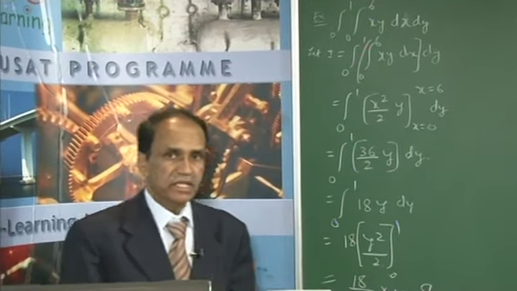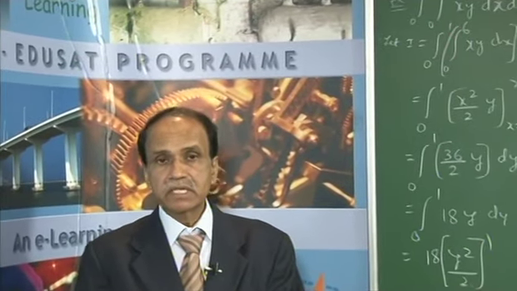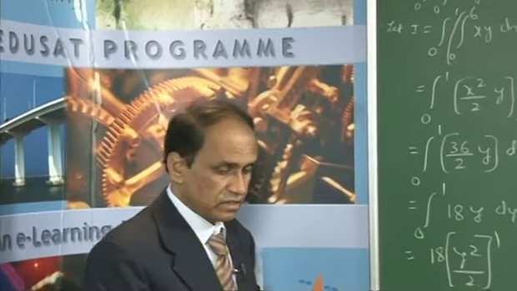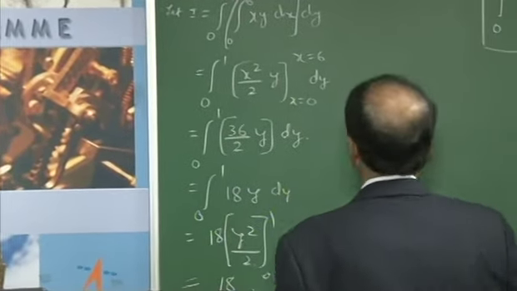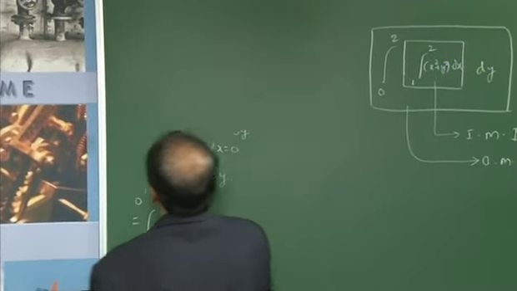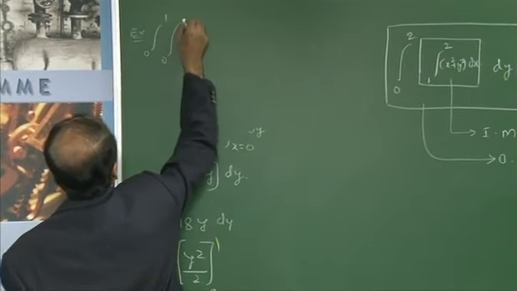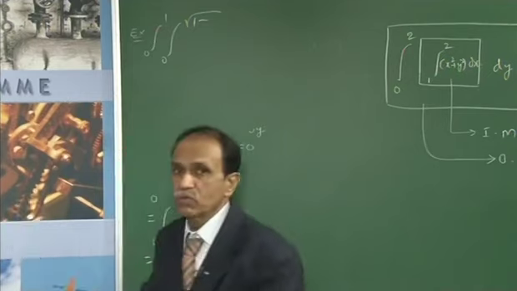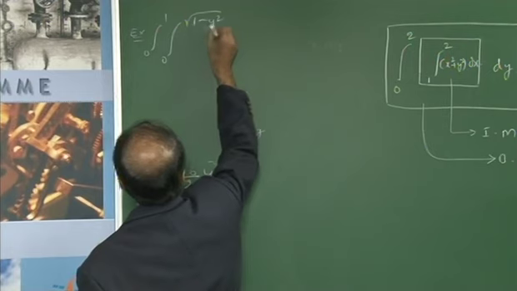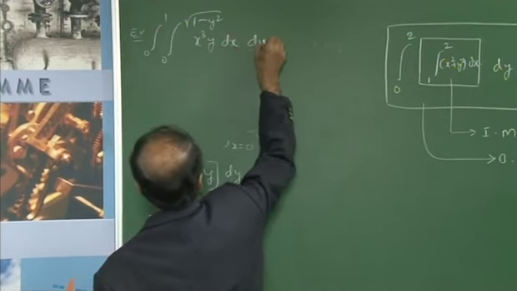Now, let me take another situation. The opposite type of this discussion is where the limits of the integrations are not constants, but variables. This is a very important situation. Now, the example is 0 to 1 and 0 to root of 1 minus y square, and x cube y, with dx and dy.